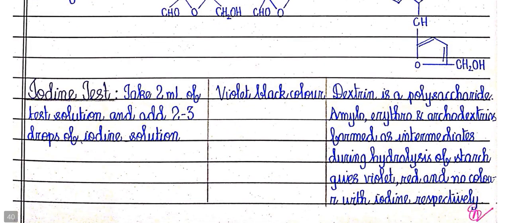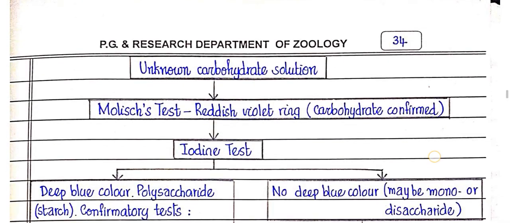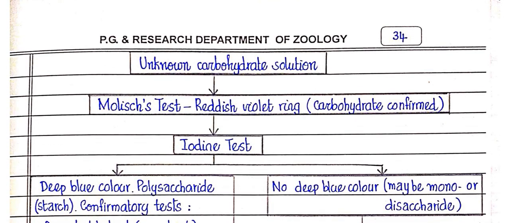Then iodine test. Take 2 ml of test solution and 2 to 3 drops of iodine solution, violet black color. Dextrin is a polysaccharide. Amylodextrin, erythrodextrin and achrodextrin, formed as intermediates during hydrolysis of starch, give violet, red and no color with iodine respectively.